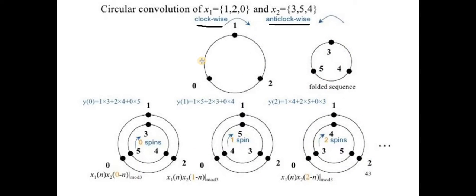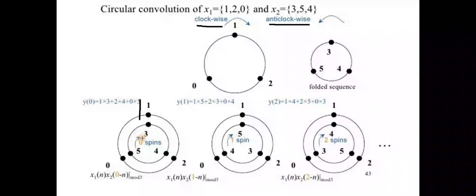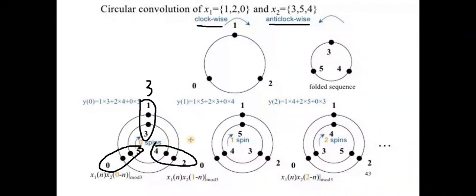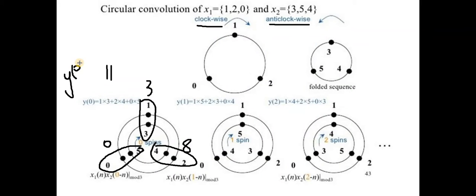Now you just merge this smaller concentric circle into this larger concentric circle. Then just multiply the meeting numbers. So on each side you will be getting a meeting number. Both x1 of n and x2 of n will be meeting there. Just multiply and add them. 1 into 3 is 3, 4 into 2 is 8, 0 into 5 is 0. The whole value comes as 11. So this is our output for y of 0, indicated here.